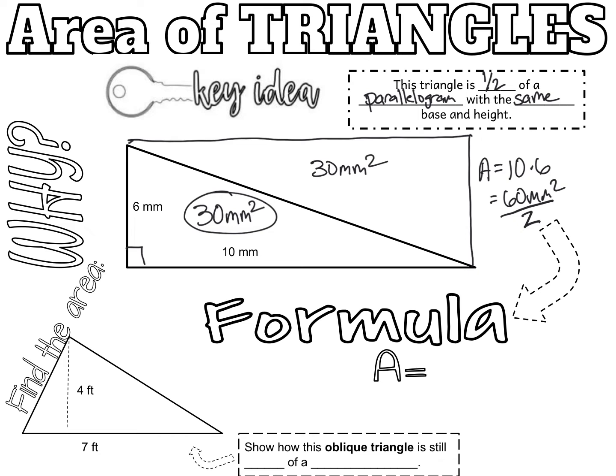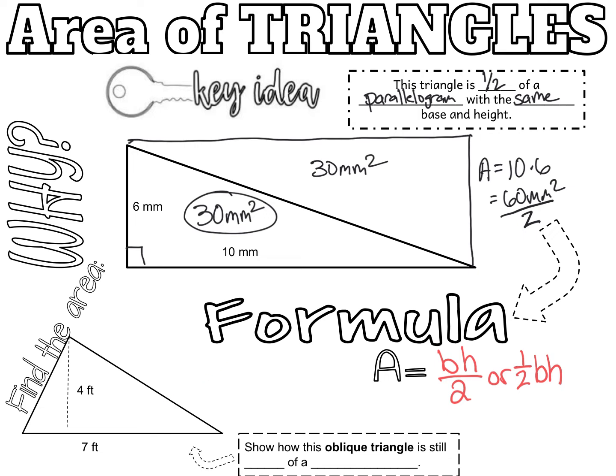So A is going to equal, we can either do base times height and divide that by 2, or the other way we can look at it is we're going to take 1/2 times the base times the height. Either one of these works, it just kind of depends on what's easier for you. Sometimes I find it easier to just multiply the two numbers and then divide it by 2, but sometimes it's easier to take half of one of the numbers for mental math purposes and then multiply it after that, depending on the numbers that you're looking at.